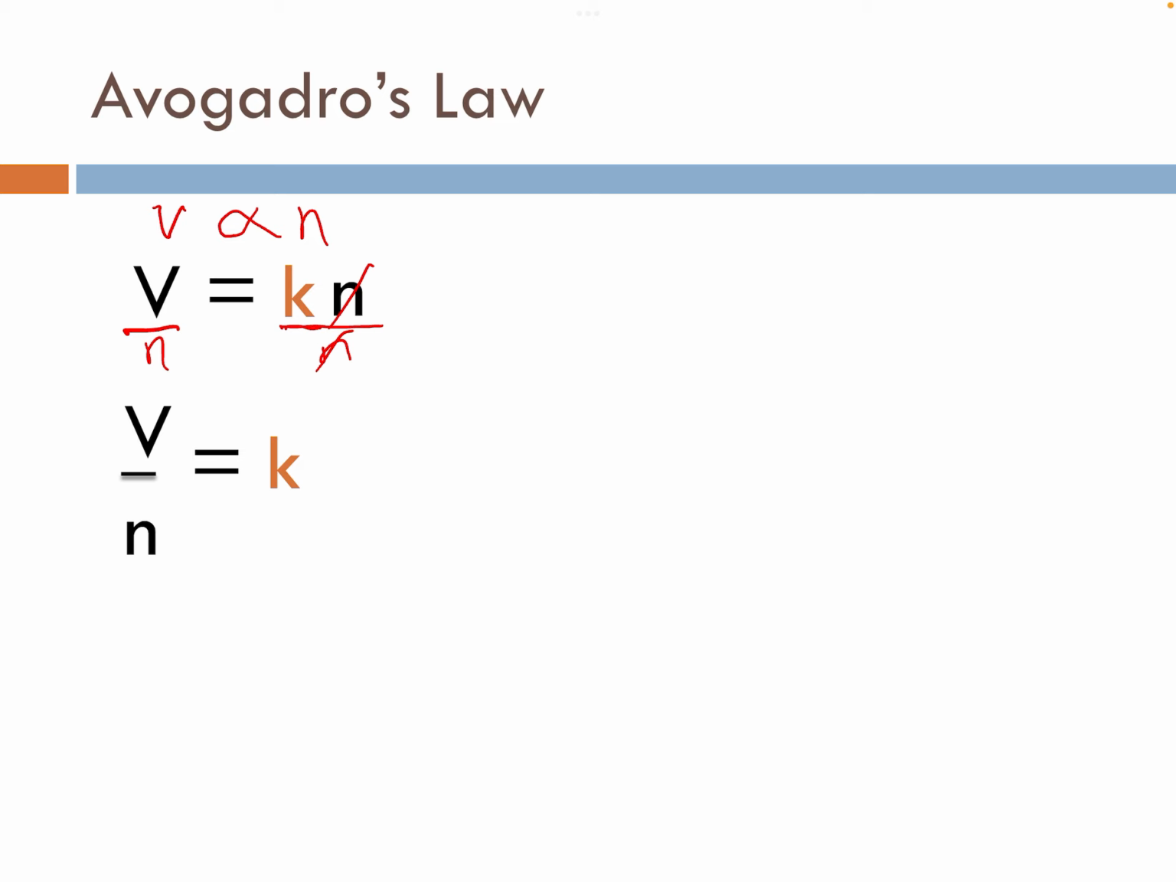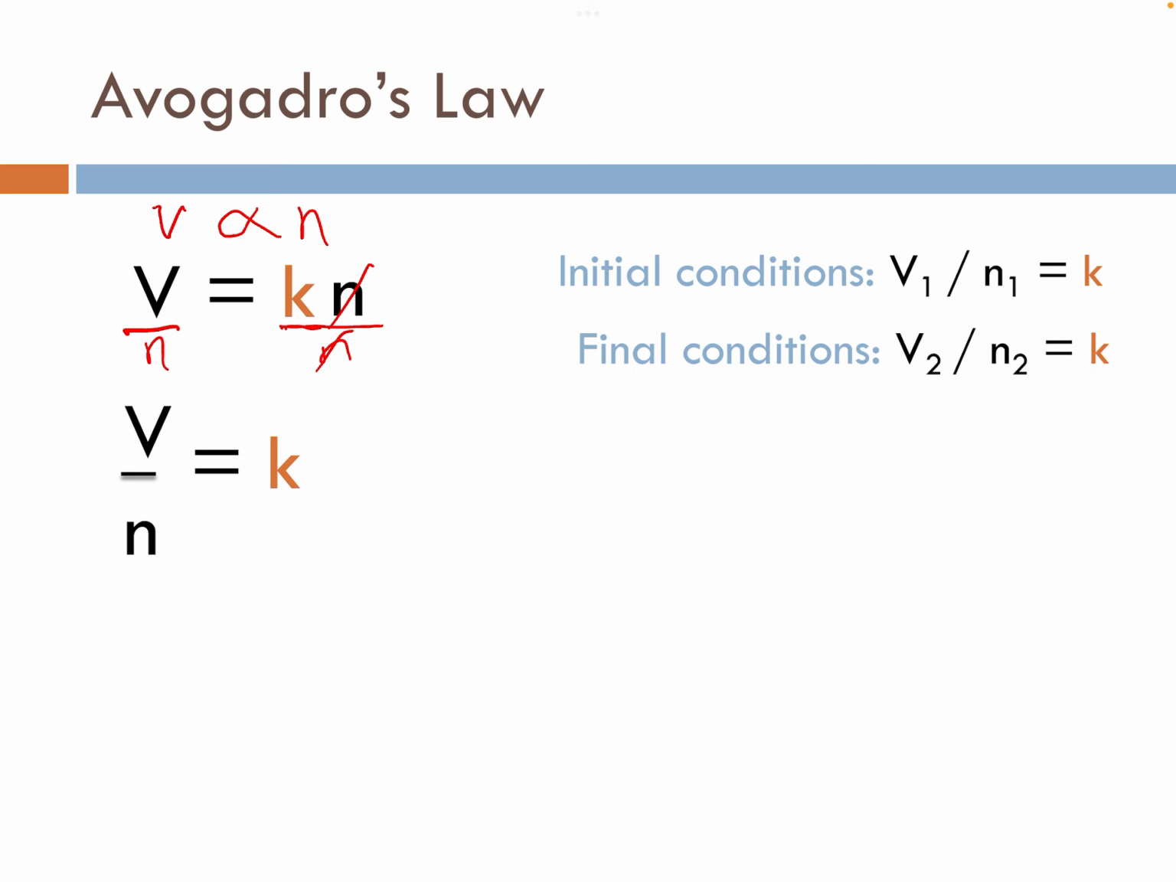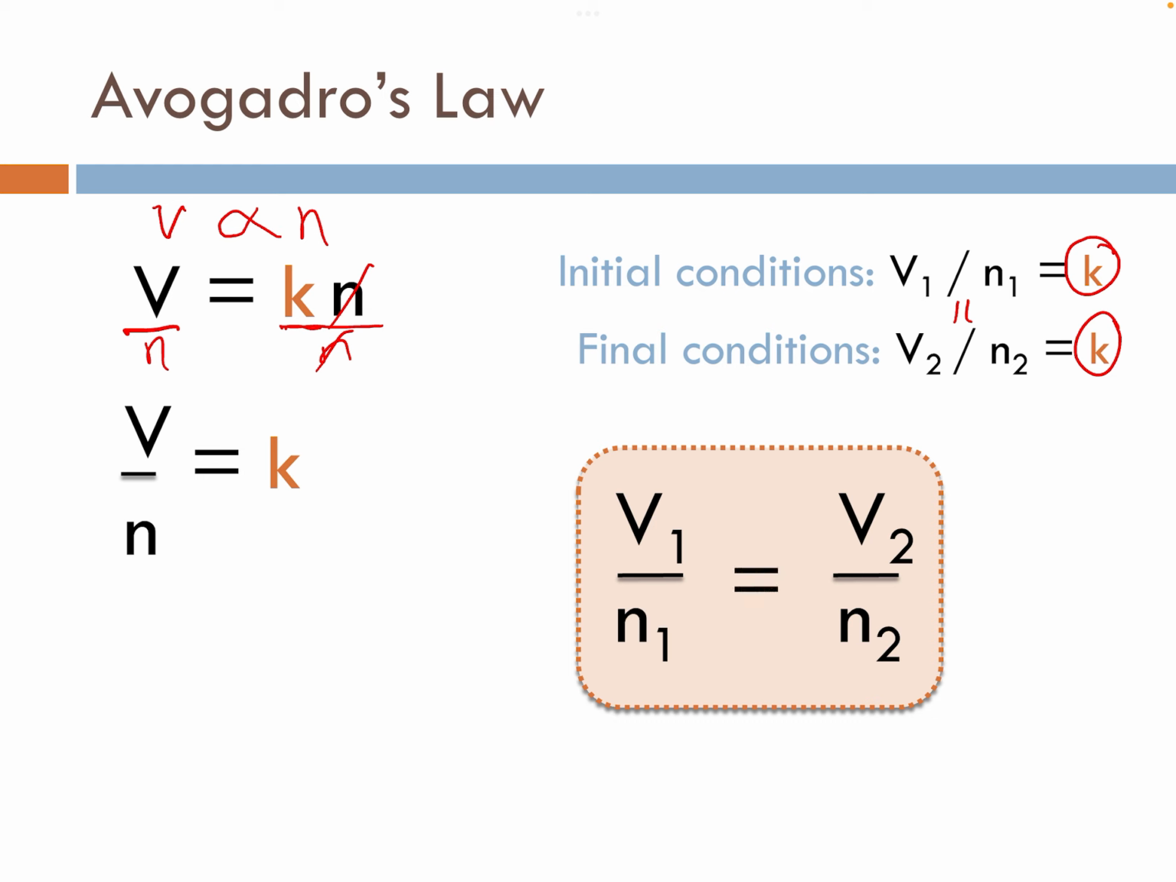Well, it's because I can look at the initial and the final conditions. The initial conditions of my gas are going to be some V1, some initial volume, divided by some N1, some initial number of moles. That will equal my constant K. And the final conditions will be some volume V2, divided by my N2, the final number of moles. That will equal the same constant K. The key trick here is that if both of those things equal K, then they must equal each other. We can't write it like that, so we'll write it like this. V1 over N1 will equal V2 over N2, and that right there is Avogadro's law.